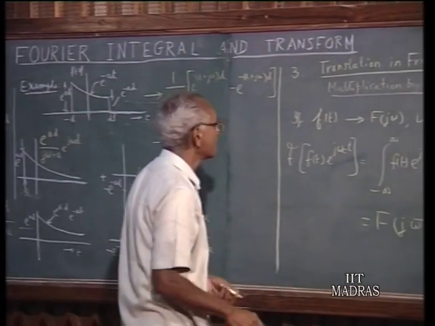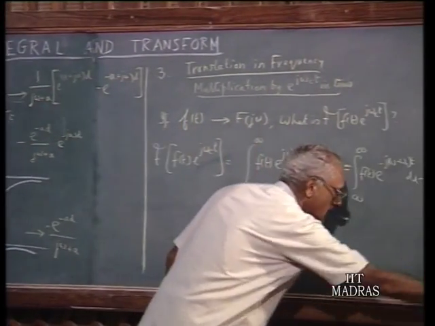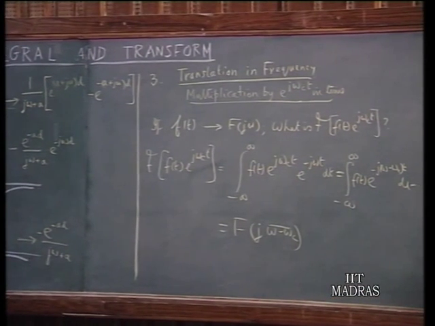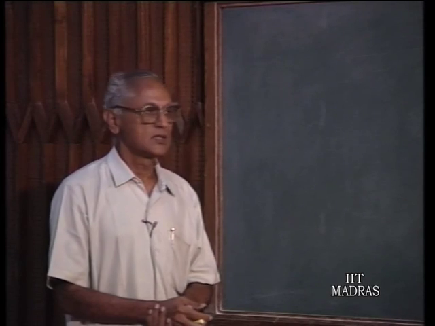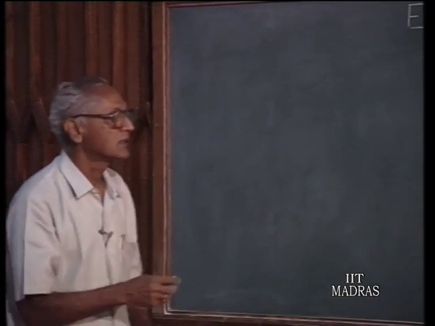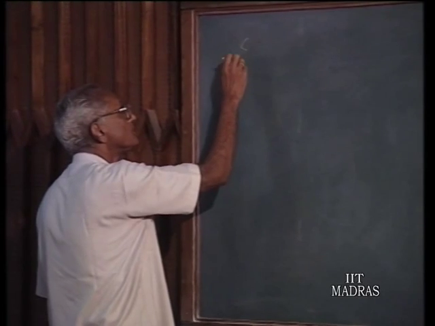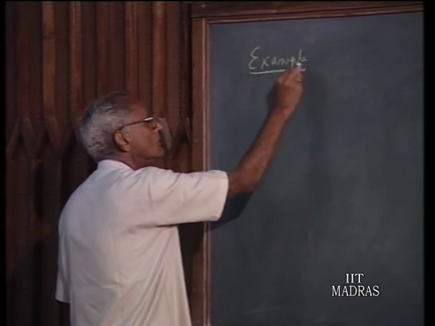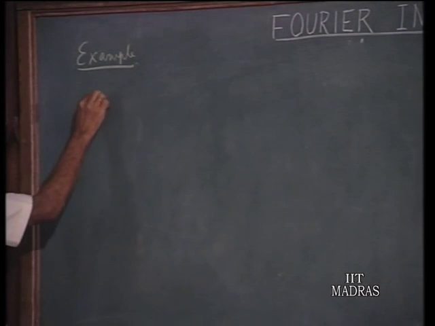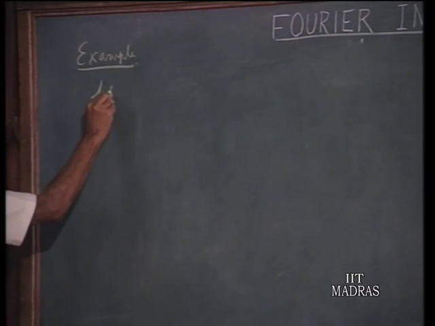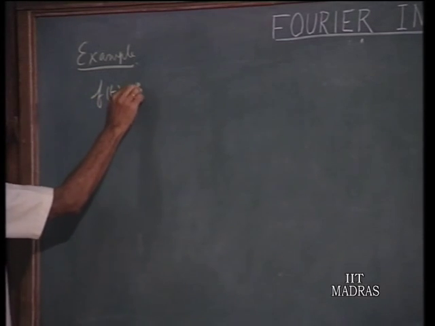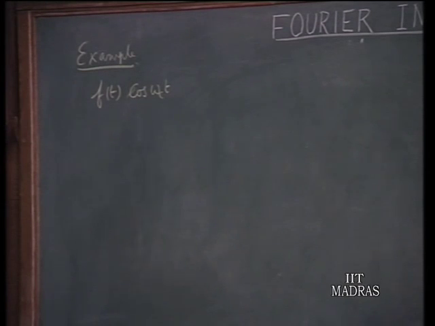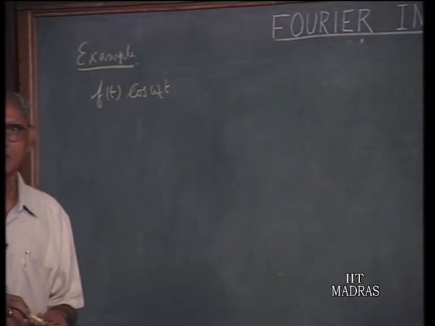Now, let us carry this as an illustration of this. Let us take up a case where f of t is multiplied not by e to the power of j omega c t, but cos omega c t. As an application of this property, let us take this example, where f of t is multiplied by cosine of omega c t. We would like to find out its Fourier transform.